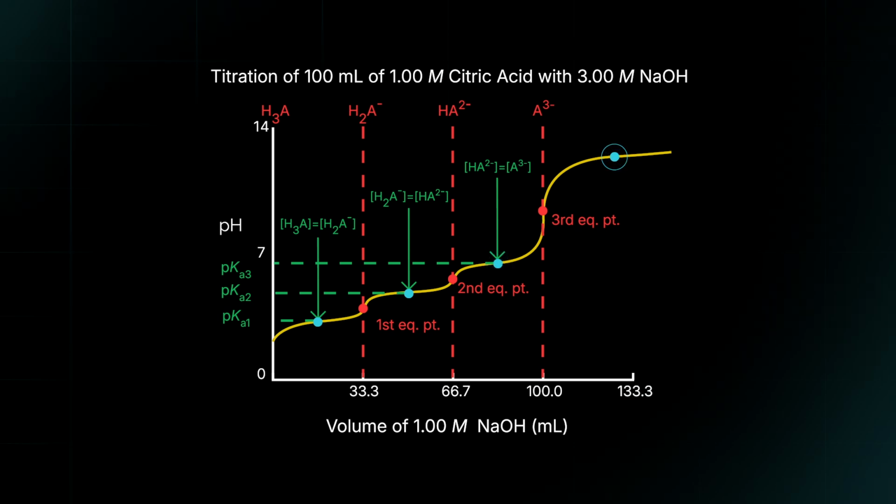Beyond the third equivalence point, there are no more labile protons left to remove, so any additional base causes a sharp increase in pH as the solution becomes dominated by the hydroxide ions. Now you can see how polyprotic acids titrate in distinct stages, each with its own equivalence and half equivalence points.